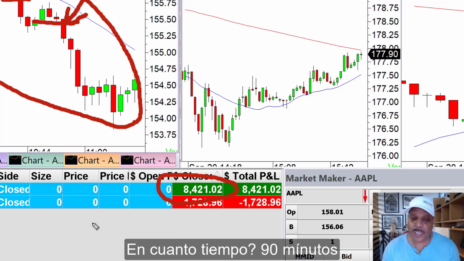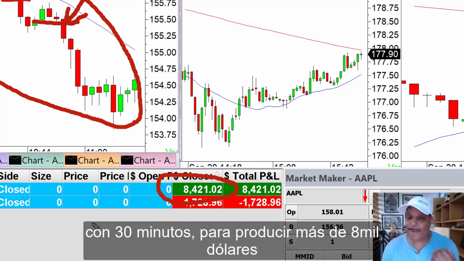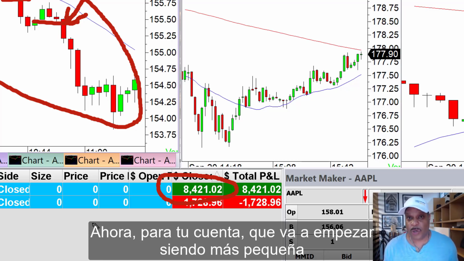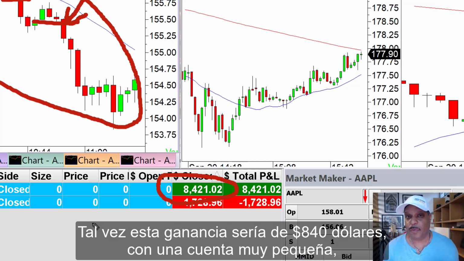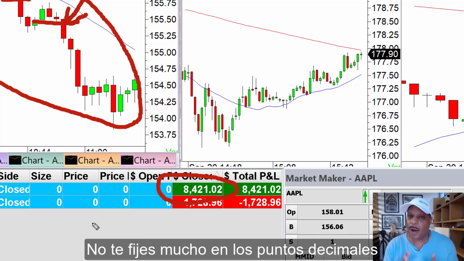$8,421 over how much time? 90 minutes. 90 minutes, that's 1 hour and 30 minutes, produced $8,400. Now, for your account, which is going to start off smaller, maybe this would be $840. With a very small account, maybe it's $84. Don't get too hung up on the decimal points, all right?